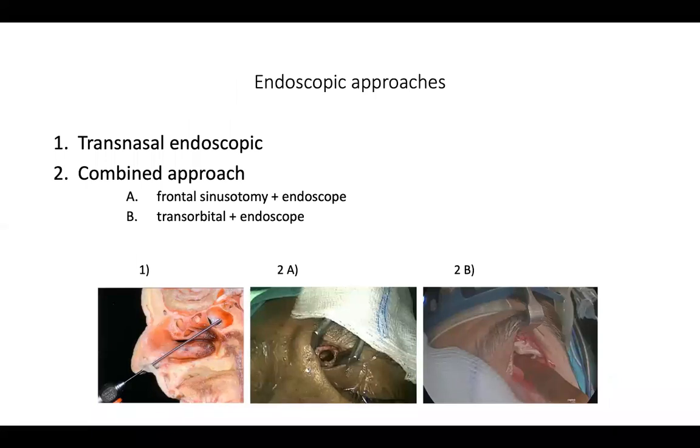Our endoscopic options, so that's where we come in. We've really got two broad categories. We've got transnasal endoscopic approaches, and we've got the combined approach. If you have a look at these images that we've put out here, our transnasal endoscopic would be image number 1. When we look at our combined approach in image 2A, that's where we've actually done a frontal sinusotomy and we're using an endoscope. And in image B, that's actually a transorbital approach with an endoscope. And these are combined endoscopic and external approaches.